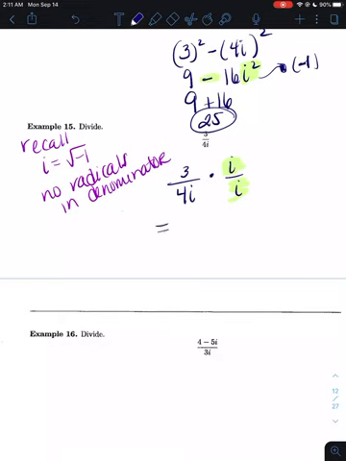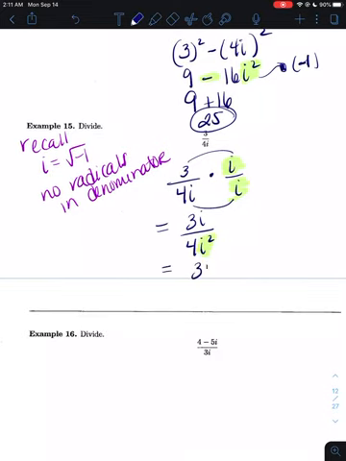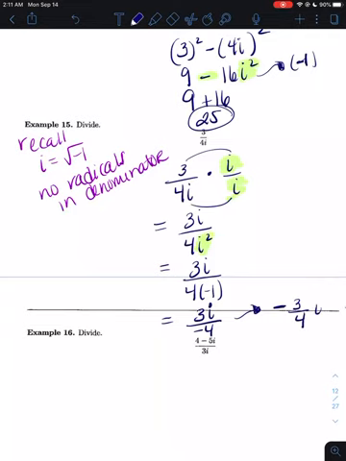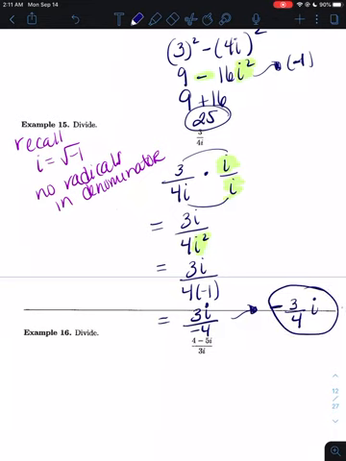When I do that, if I multiply straight across, 3 times i is 3i, and 4i times i is 4i squared. Remember, i squared is just a negative 1. So this is 3i over 4 times negative 1, which is 3i over negative 4. So the way that you'll want to write this is you want to put the negative beside the fraction. This is 3 over 4. And put the i beside the fraction.